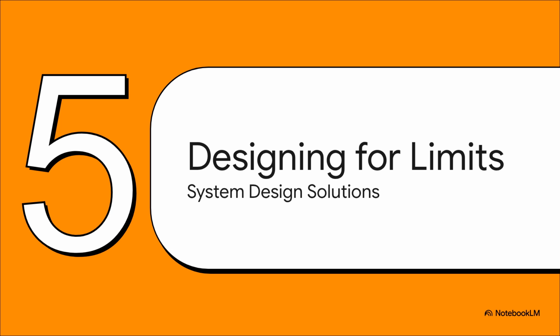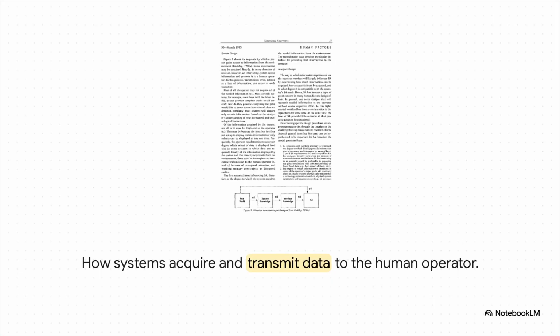Let's move to our 5th and final section, designing for human limits. So how do we fix this? How can system designers actually patch these catastrophic vulnerabilities? Let's see how this builds our understanding of system flaws.